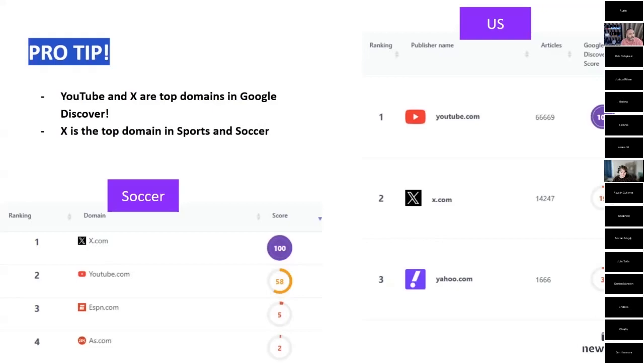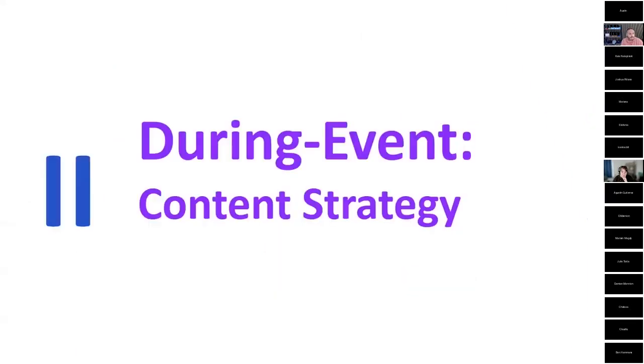A lot of this, especially on social, will help your Discover efforts. So you can see on the right, YouTube is #1 on site, and X is #2. What this tells you is that for every 100 users that go to YouTube, 19 will go to X, and then 3 will go to Yahoo. So they are so big, right? And for soccer specifically, X is actually #1. So for every 100 users who will see soccer content from X on Google Discover, 58 will go to YouTube. And then ESPN is #3. So YouTube and Twitter are very, very big.